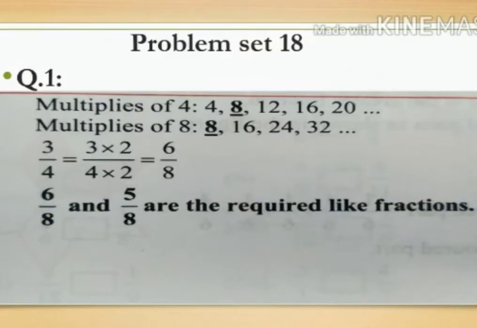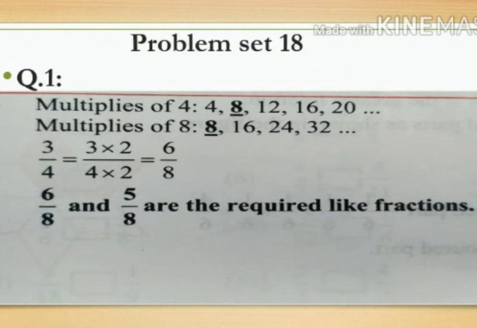Problem set 18. Question number 1. Convert the given fractions into like fractions. First one, 3 upon 4 and 5 upon 8. Now students, you can see here denominators are not equal, means they are unlike fractions. To convert unlike fractions into like fractions, find a common multiple of denominators of both the fractions.